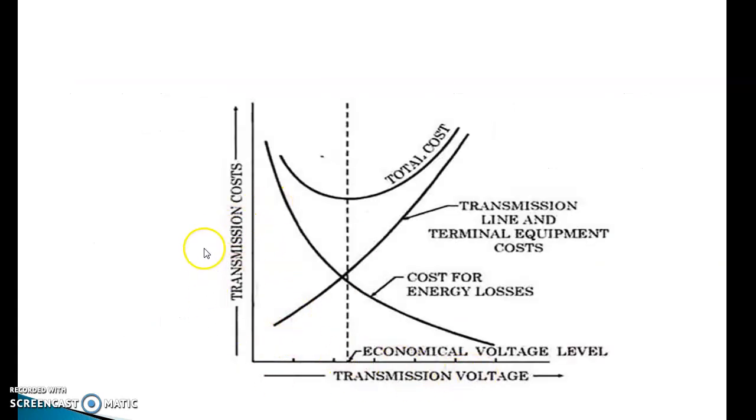This is the curve drawn between transmission voltage versus transmission cost. The first one is the annual cost line, and the second one is transmission line and terminal equipment cost versus transmission voltage. The third one is the cost of energy losses. This is the point for economic voltage level.